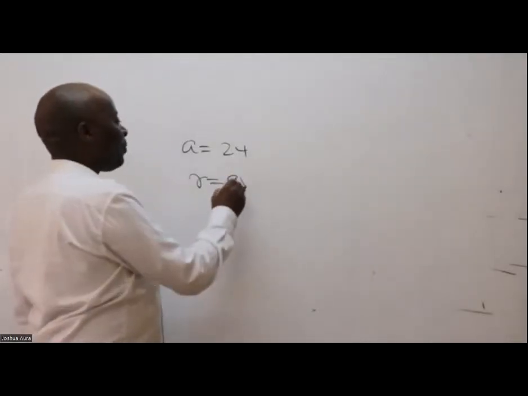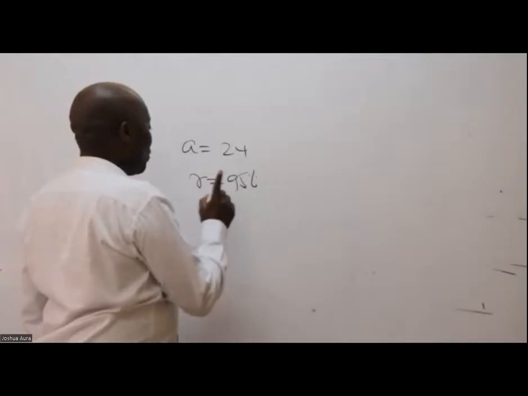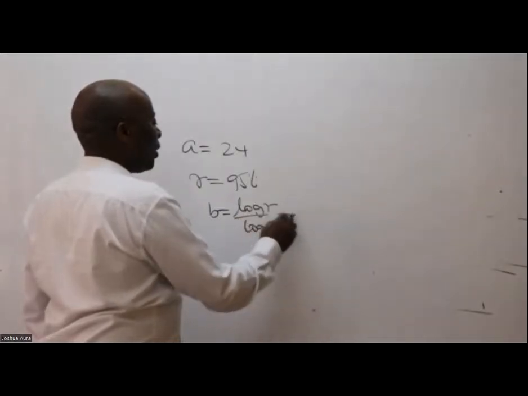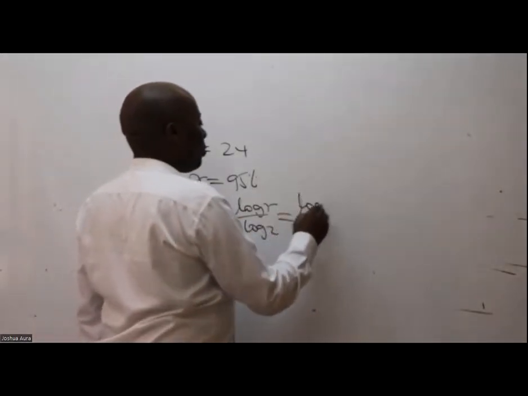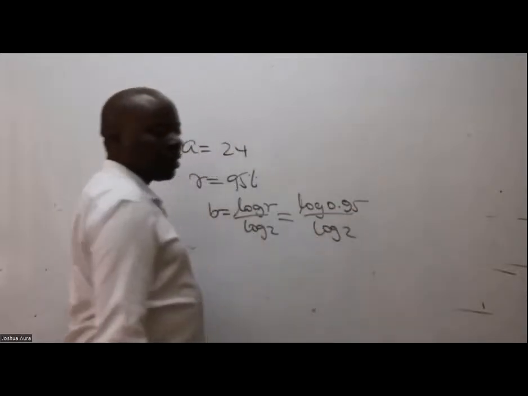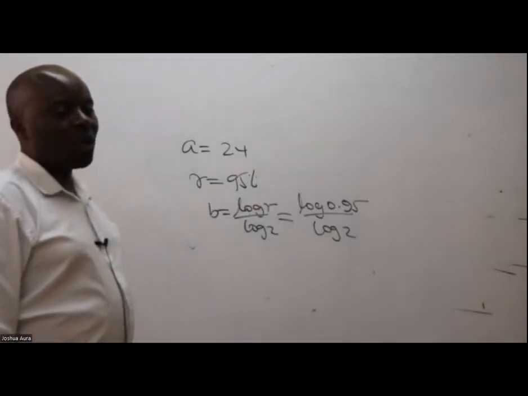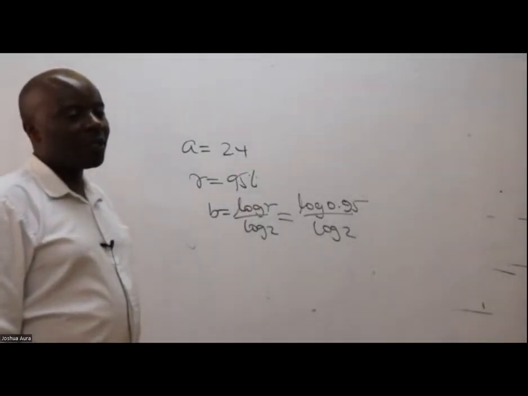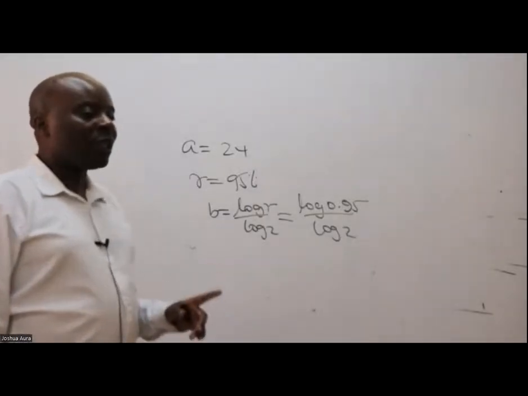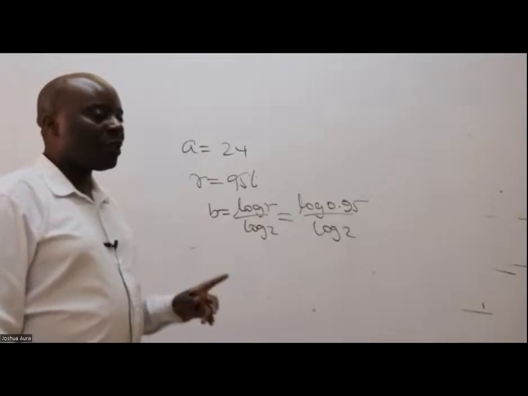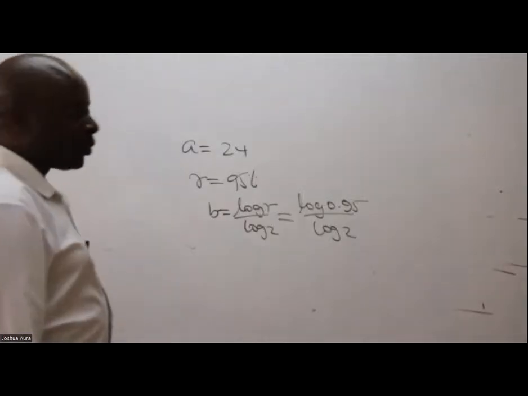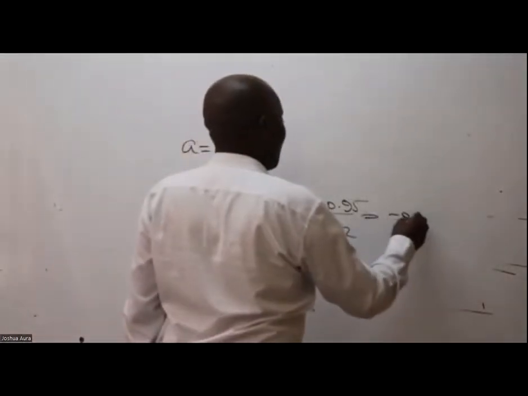95%. So meaning automatically that our B will be log R divided by log 2. So log R will be log of 0.95 divided by log 2, which will end up giving us what figure? I'm sure you have these figures now. You may not have gotten 100%, but where we have reached, you should be able to get most of the marks. Yes, minus 0.074.